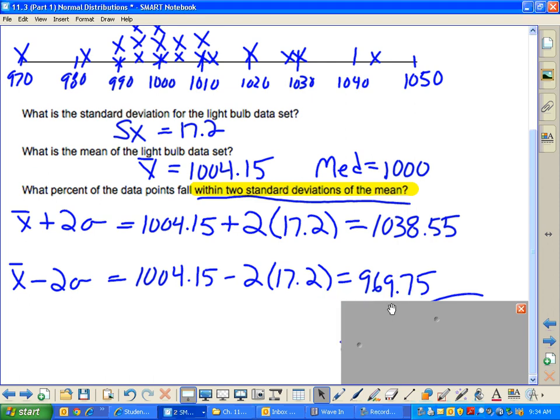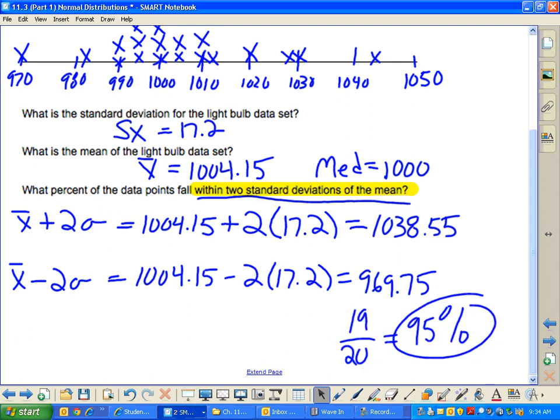What'd you get? Brian. Yeah, if you get a 19 out of 20 on a quiz, you get 95%. So look at that. 95% of our data values actually fell within 2 standard deviations above and below the mean. And it's for that reason that our data is officially normally distributed.